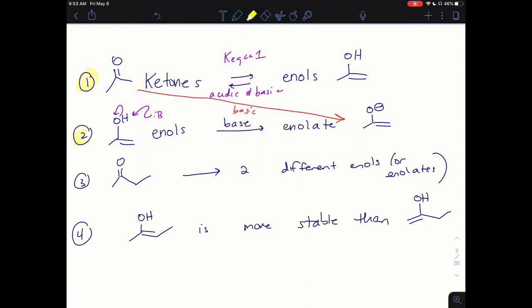Three, if you have a ketone that has two different alpha carbons, it can make two different enols or enolates. And then four, a more substituted enol is more stable than a less substituted enol. We're thinking about alkene stability. Okay, so let's get started.